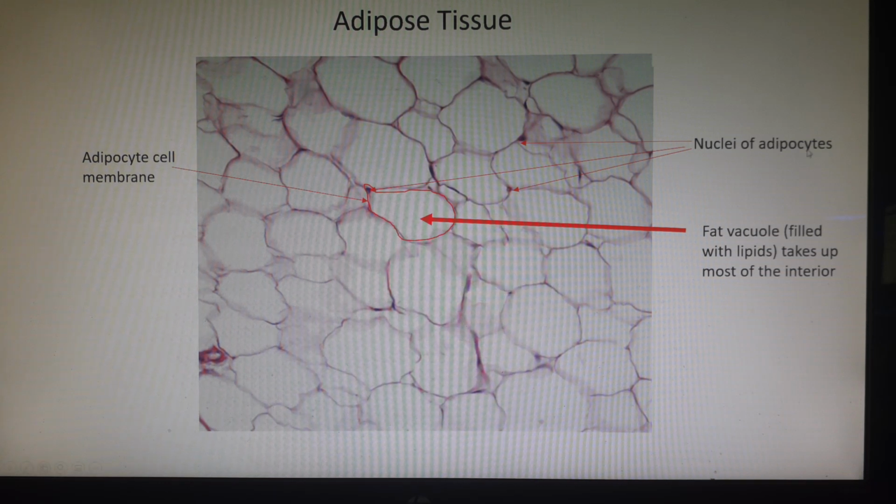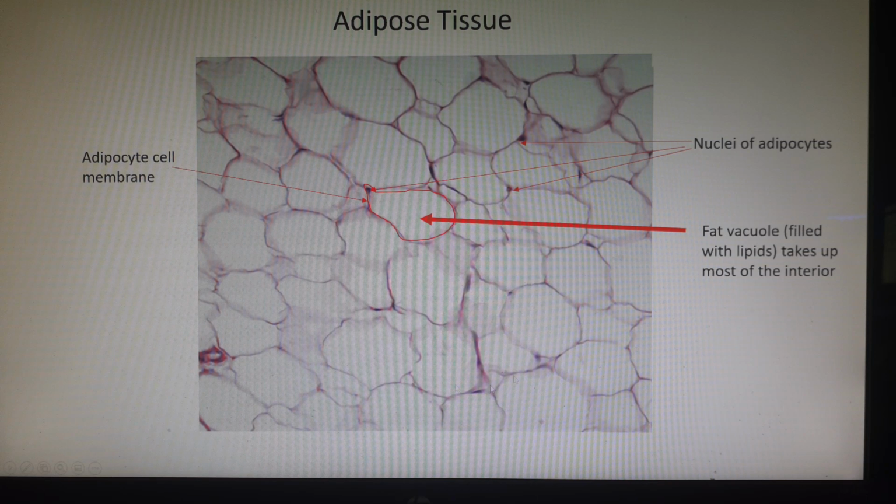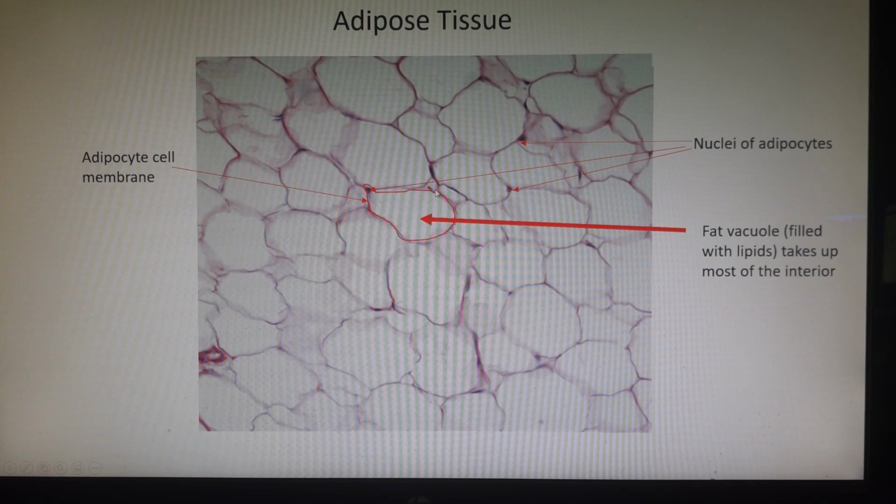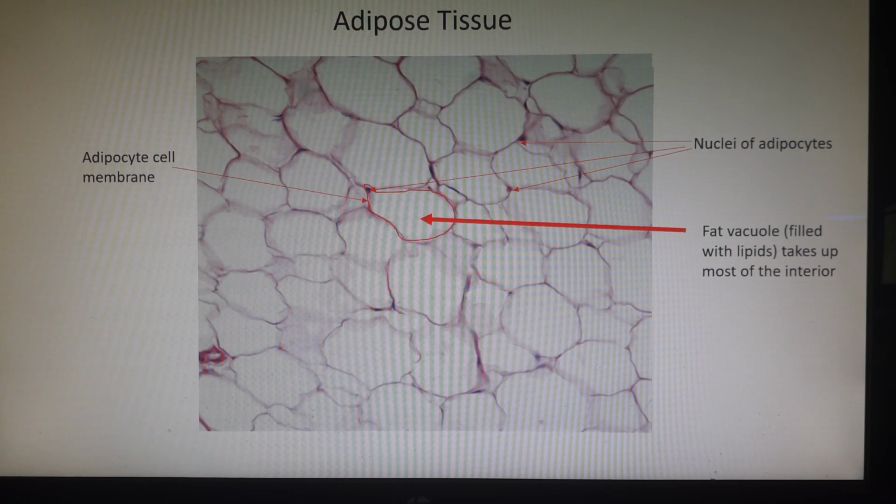So, if you were to be shown this slide, how would you know the difference between this slide and, let's say, simple squamous epithelium? Well, on the simple squamous epithelium, you would have the nuclei of the cells in the centers, but on the adipose slide, notice the nuclei are all shoved into the corners. Okay? All right, so that's adipose tissue. Those are our two loose tissues for the lab test.